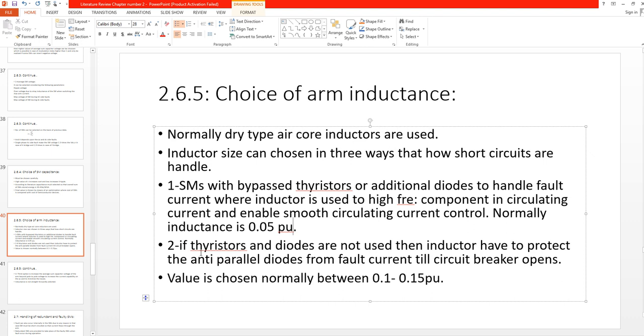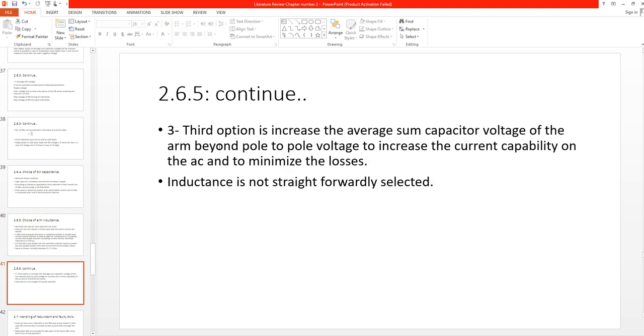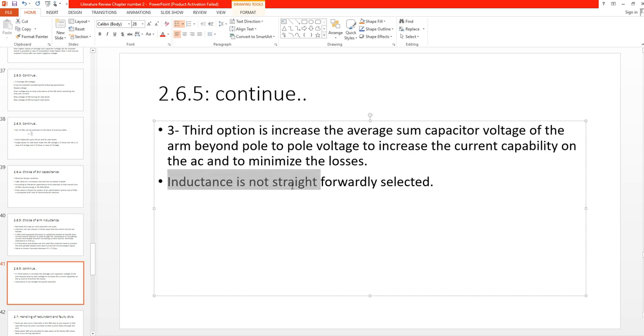And if the thyristors and diodes are not used, then the inductor has to protect the anti-parallel diodes from the fault current till the circuit breaker opens. The value of the inductor is chosen normally between 0.1 and 0.15 per unit. And the third option is to increase the average sum capacitor voltage of the arm beyond the pole voltage to increase the current capability on the AC side and to minimize the losses. And the choice of inductance is not straightforwardly selected.